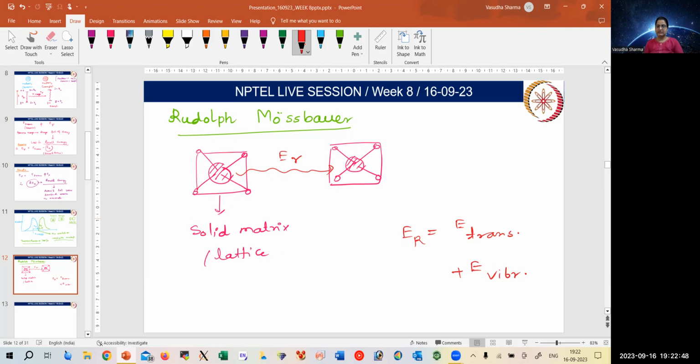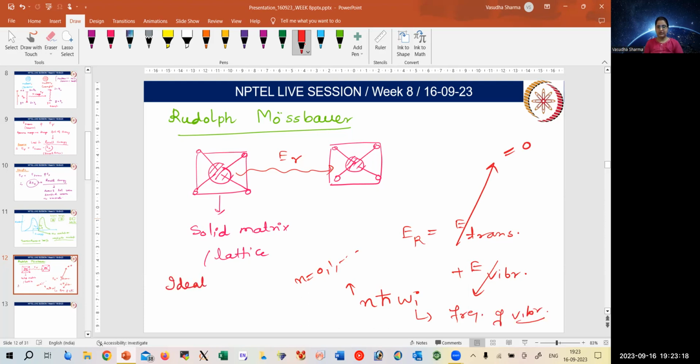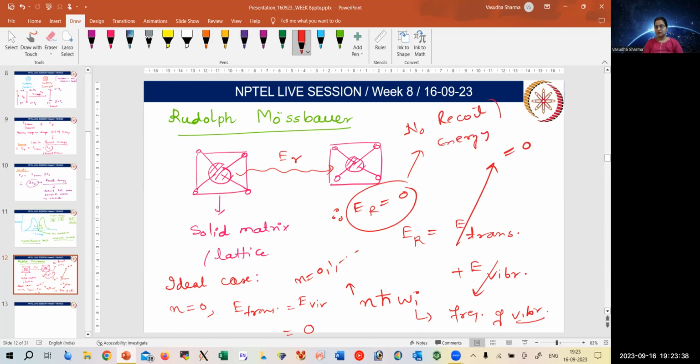Because of the solid matrix, there can't be any translational motion, so it becomes 0, and E vibrational is given as n h cross omega, where n equals 0, 1, 2, and so forth. h is your Planck's constant, and omega is your frequency of the vibration. So in an ideal case, when we have n equals 0, E translational and E vibrational both become 0. Therefore, ER becomes 0. So there is no recoil energy loss.